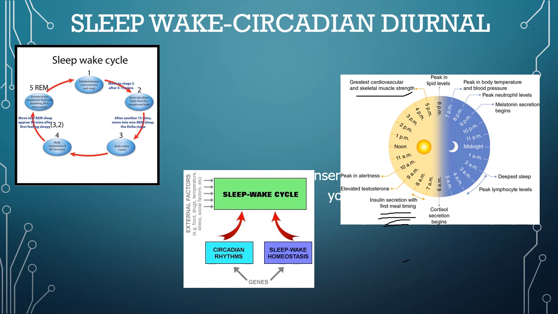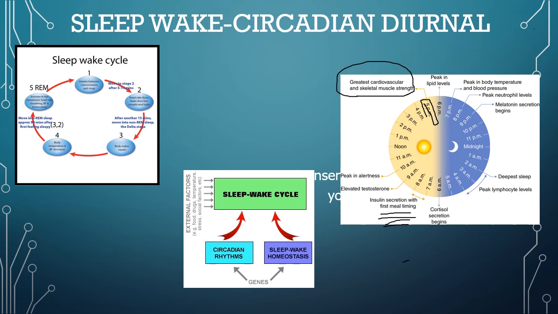Your cardiovascular and skeletal muscle strength is greatest at 5 o'clock in the evening. That is why they say you must go for a walk in the evening. Going for a walk in the evening helps to relieve the contraction between the muscles. They become a little more relaxed so that you can properly perform all your movements.